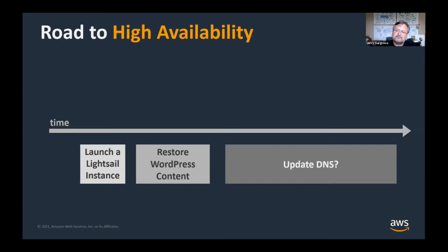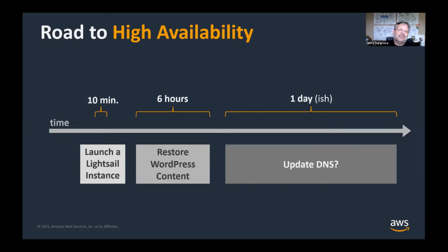And finally, you need to update DNS. And the question is why? Why do I need to update DNS? Well, if your Lightsail instance fails and it starts back up, each time you start with a new public IP address, and you need to update your DNS provider and tell it to use the new IP address. And so the question is, how long does it take for DNS to propagate?